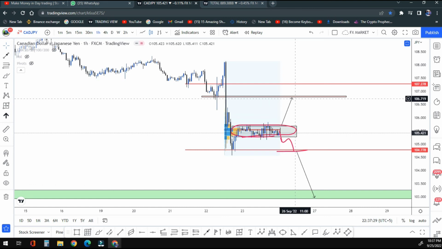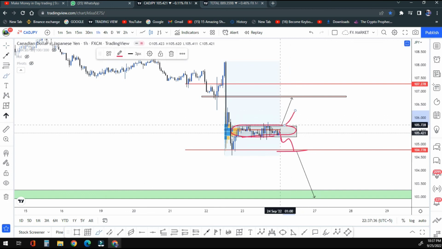But you must exit on this level because the market is in a sell trend, and if the market is coming in your direction and you go long, then you have to put your stop loss at your entry and move your stop loss in your position. All right, so these are the setups for Monday you have to trade.